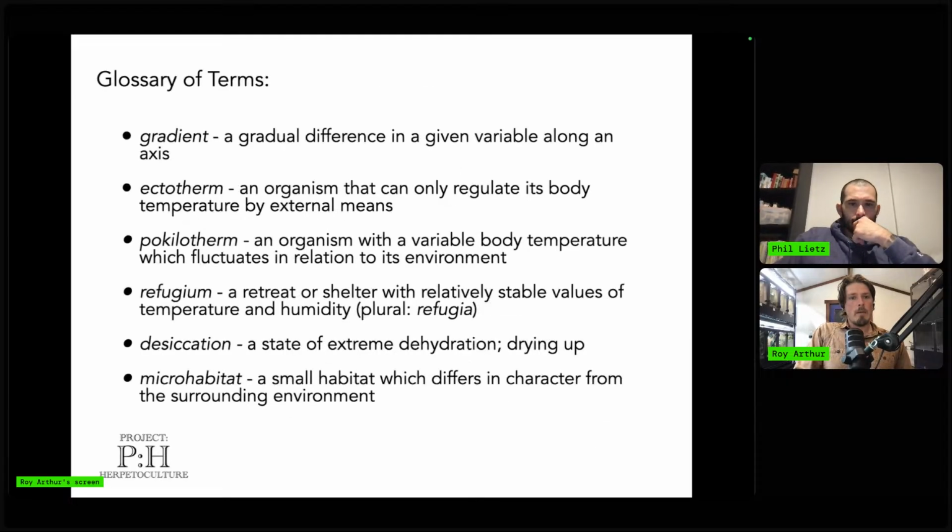I've also got a little basic glossary here of some of the more technical terms that I was utilizing, and also just good terms to understand for herpetoculture.